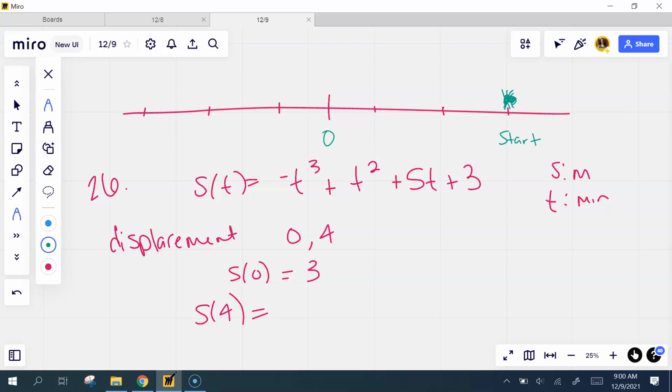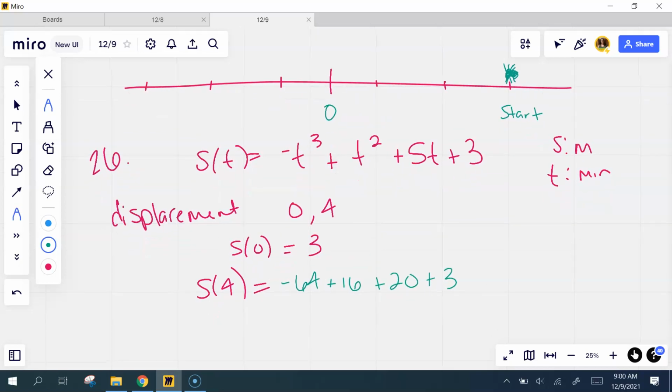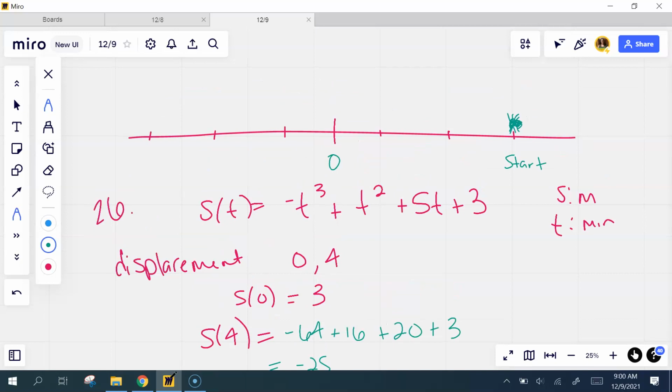So now at 4 seconds, this is where he starts, even though this is 0. At 4 seconds, where is he? Well, at 4 seconds, negative 64 plus 16 plus 20 plus 3. What do you get? Holy crap. Well, he's a confused little bug, and this is where he ends up, right? So how far did he actually travel?